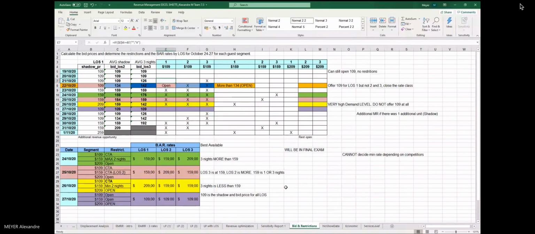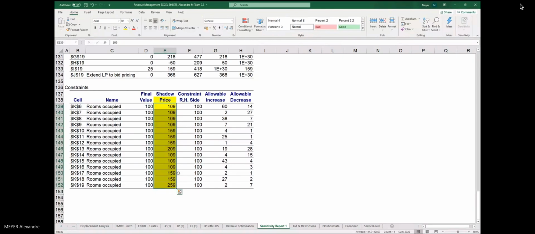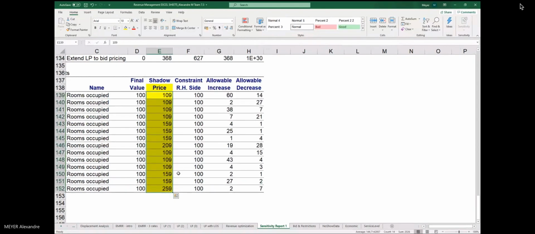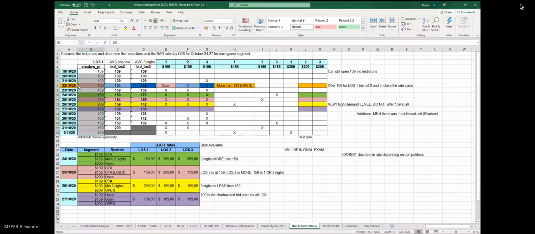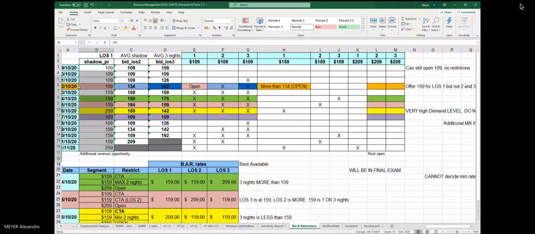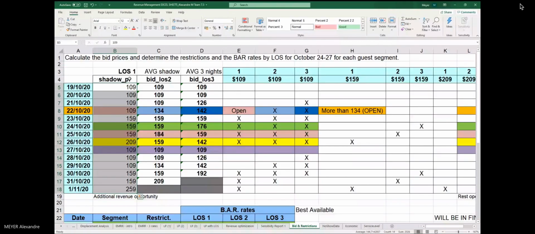So going back to the Excel, I've just taken the sensitivity reports that you have here, and I've taken the shadow price, and I've put it as LOS1. So to answer Rohit's question again, the shadow price is the bid price for LOS1, okay? Because you're essentially given a shadow price for every day.